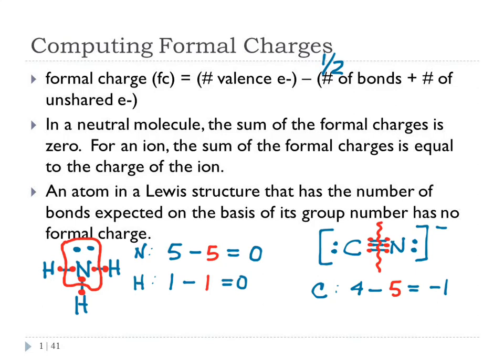Let's look at nitrogen. How many valence electrons does nitrogen have? 5. And in this structure, how many does it own? It owns 5. So its formal charge is what? 0.